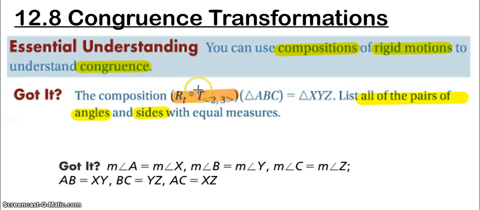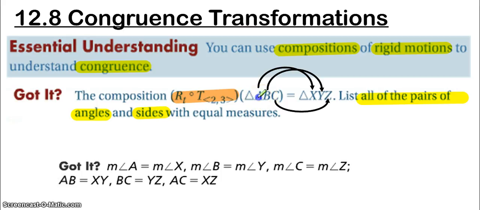What this composition is, what the rigid motions are, don't really matter. All that matters is that we can identify what matches with what. A matches with X because it's first point to first point. B matches with Y because it's second to second. C with Z because it's third to third. And then we start matching up the sides.